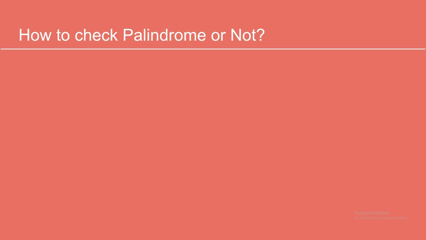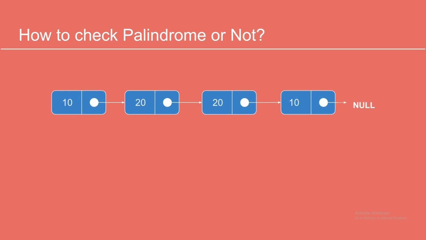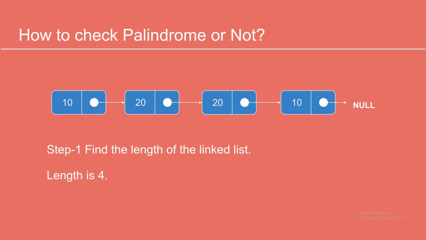Now let's learn how to solve this problem. If you would like to think of a solution, then stop this video right now. Suppose we are given the following linked list. Our first step is to find the length of the linked list. So for the above list, the length is going to be equal to 4, because the above list contains 4 nodes 10, 20, 20 and 10.